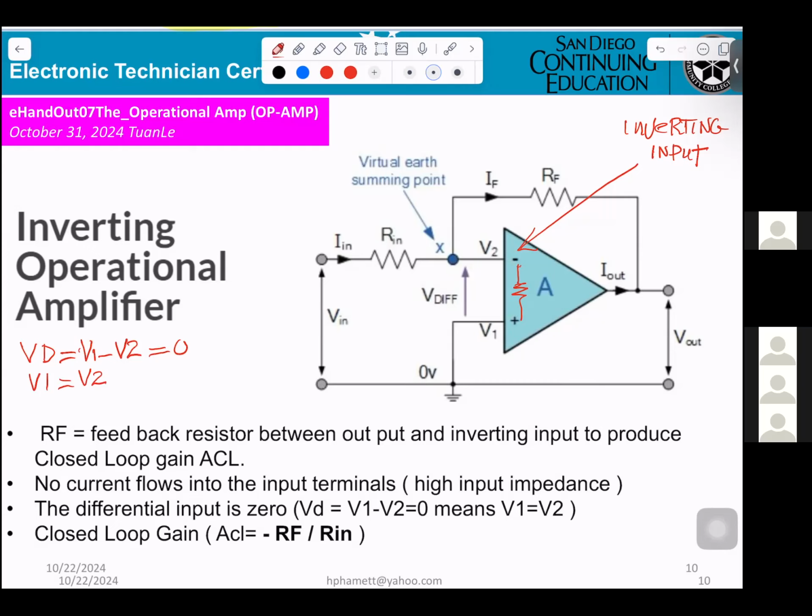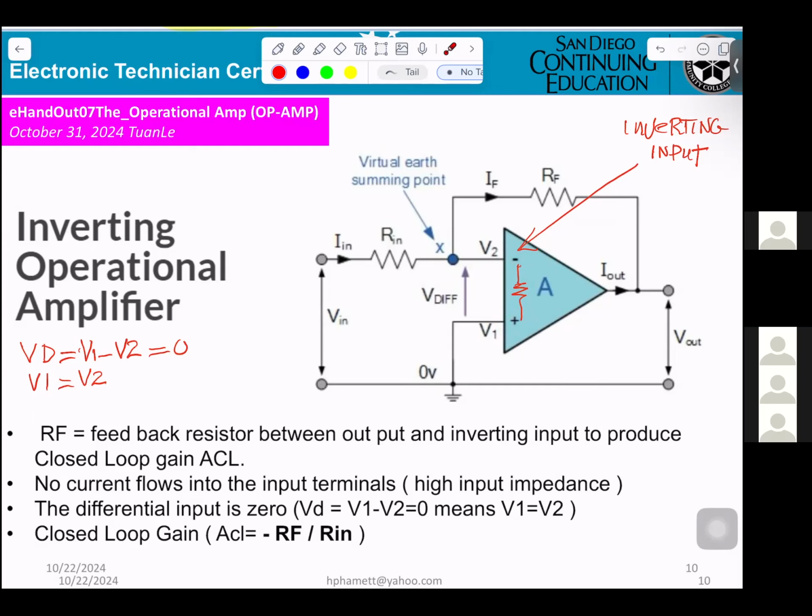Okay? And now, this is what we call an inverting amplifier. How do we recognize it? If the input is applied to the negative, it will be an inverting amplifier. If the input is applied to the positive, then it will be a non-inverting amplifier. Okay?